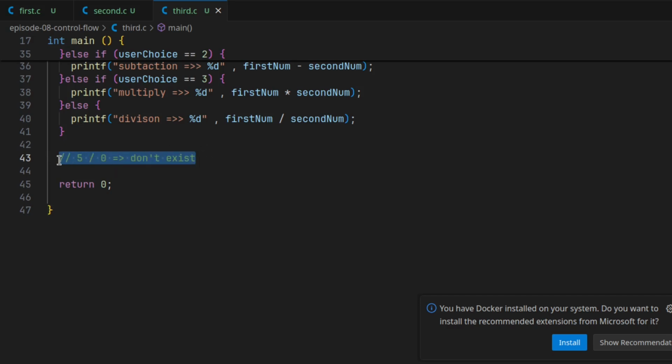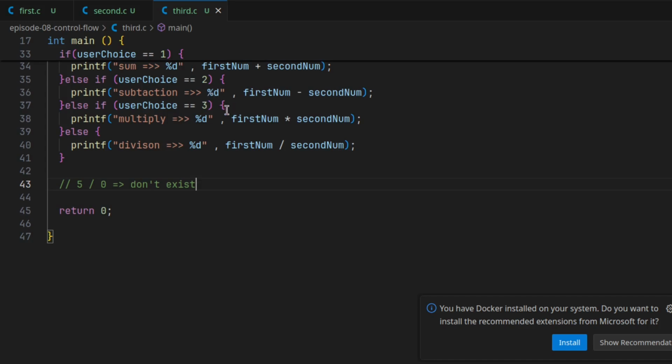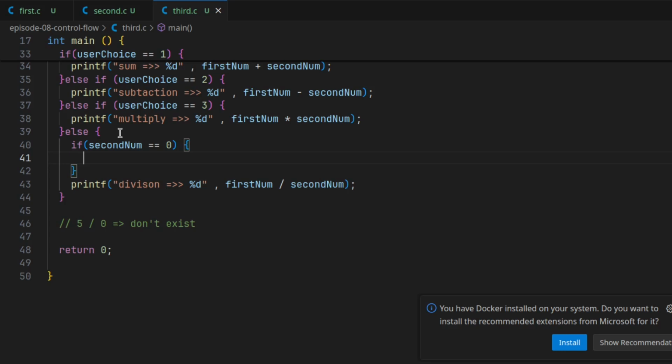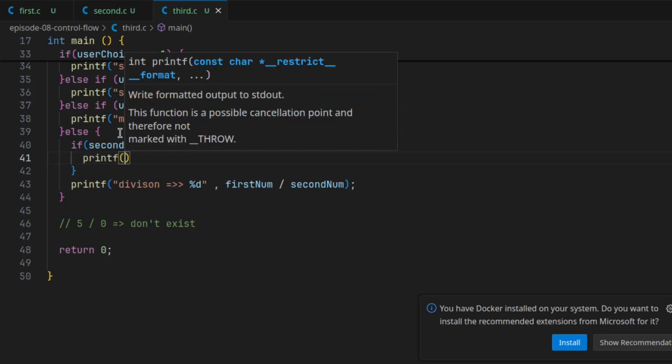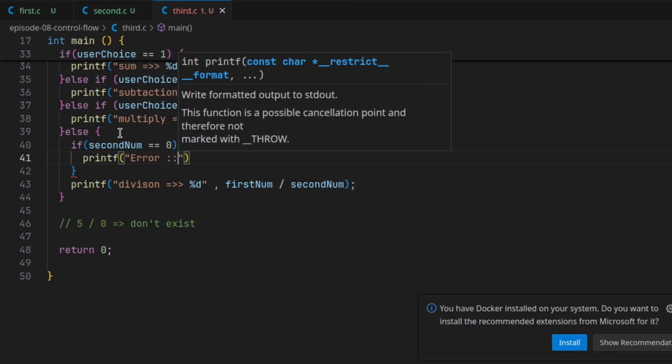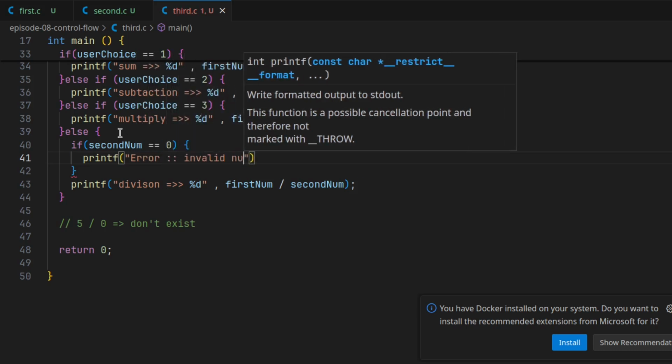So this type of situation comes into the picture, so we also handle it. How to handle it? The user choice is equal to 4, so the else comes into the picture. Then one more time we check: if second num is equal to 0, then we say printf error, invalid number.